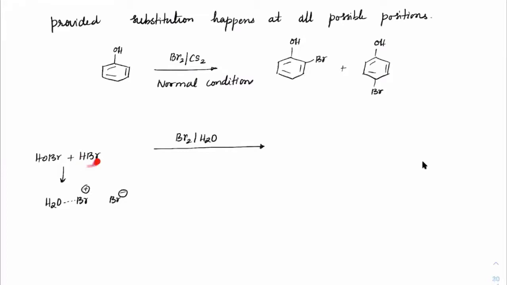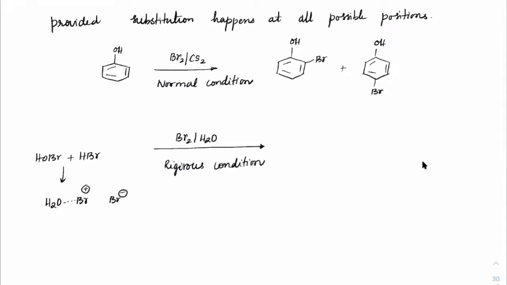Correct? Because this is a strong acid, it will give H plus to this. So almost it will come out as H2O and Br plus would be available. So a large amount of Br plus can be available in this case. That is called the rigorous condition.